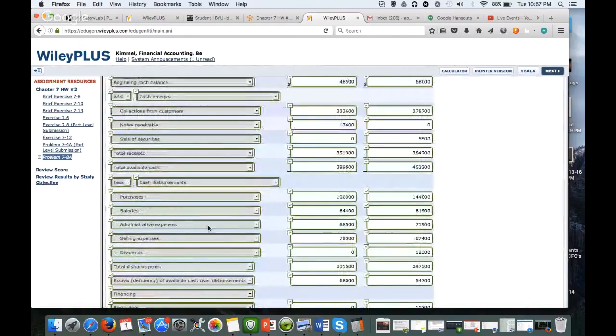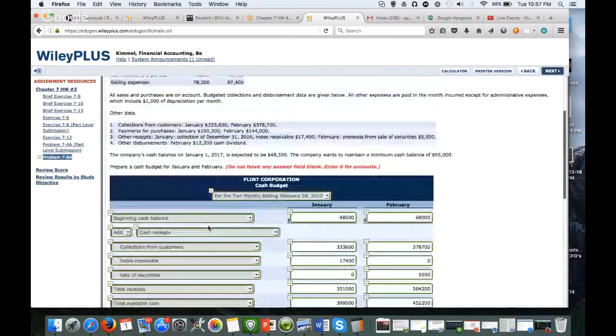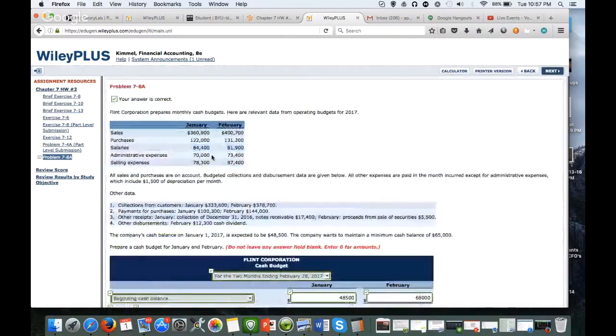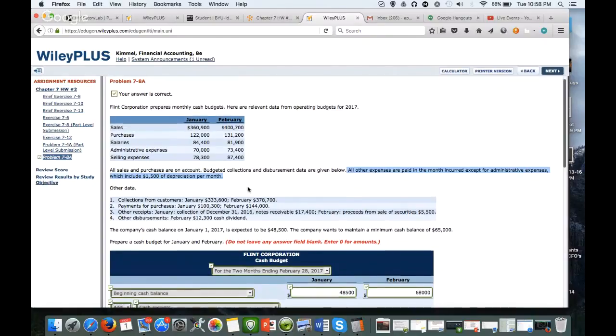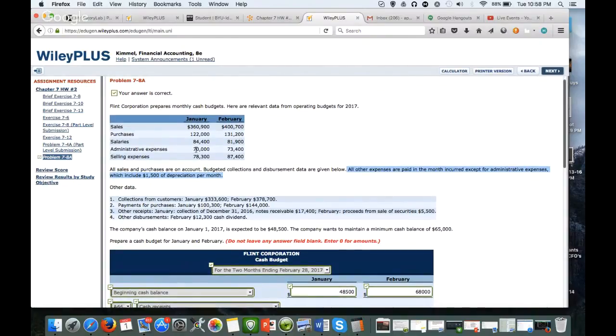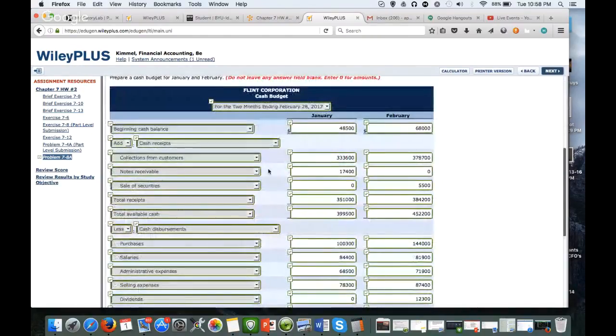Next, our administrative expenses. Here's kind of an interesting one. Our administrative expenses are in January 70,000 and in February 73,400. However, down here you'll notice that there is some depreciation going on. It states all other expenses are paid in the month incurred except for administrative expenses, which include 1,500 of depreciation per month. So we'll have to adjust the values for that, and we simply subtract 1,500 from both of these, which gives us 68,500 in January and 71,900 in February.